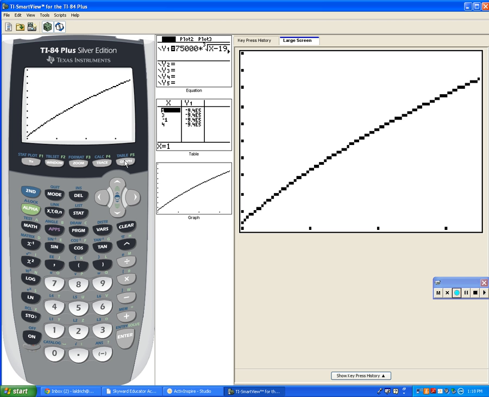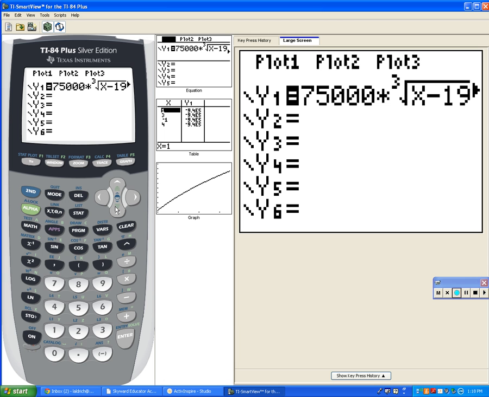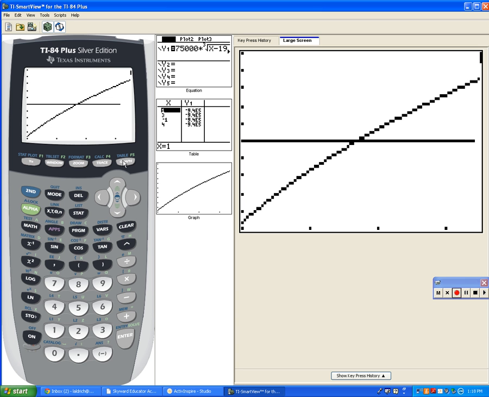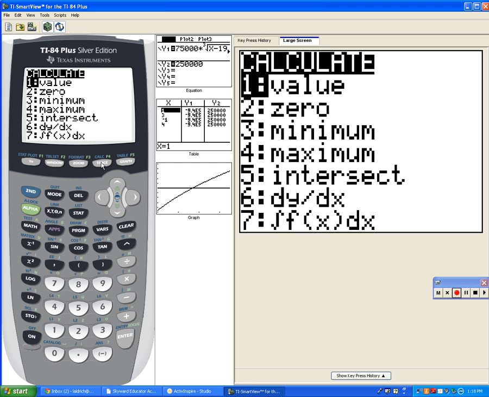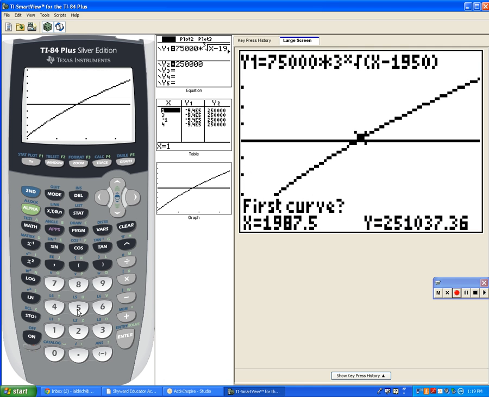What do I do to find out when that's 250,000? I have a second equation, and what is that second equation? Just simply y equals 250,000. And then when I graph that, I want to see where those two graphs cross. Do you remember how to do that? Second trace 5, because that says intersect.